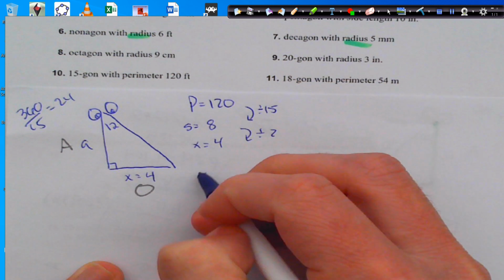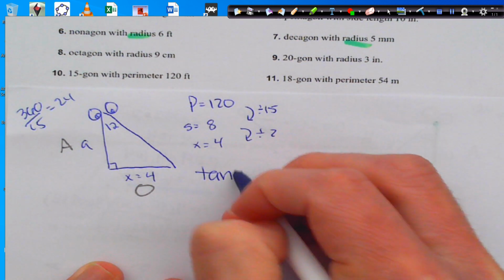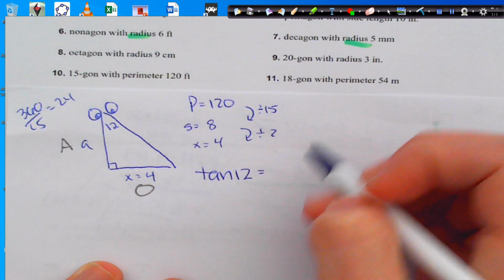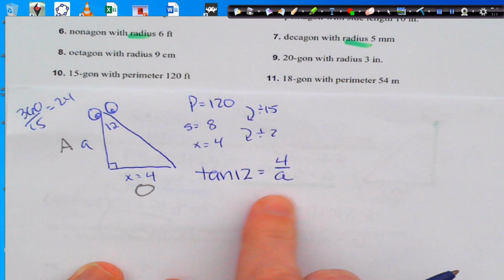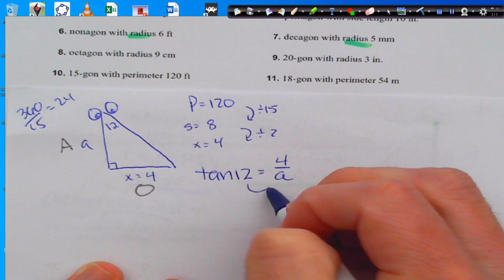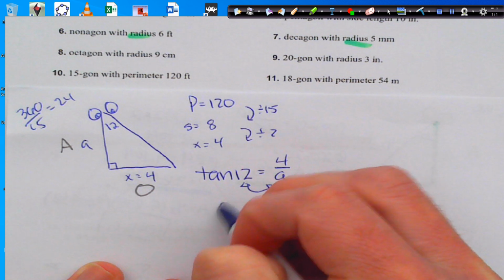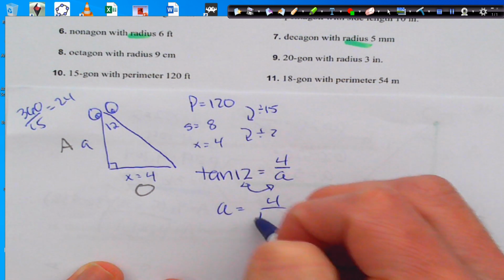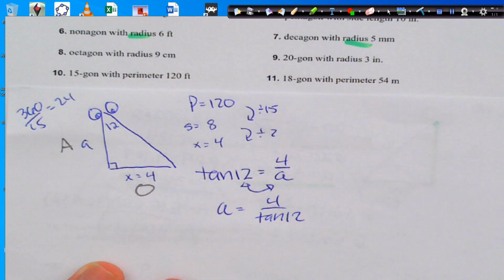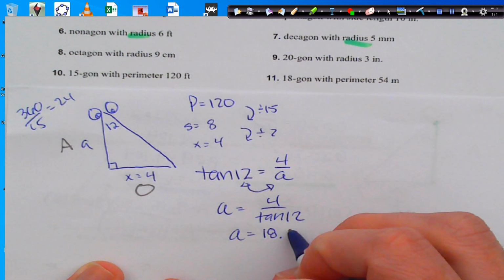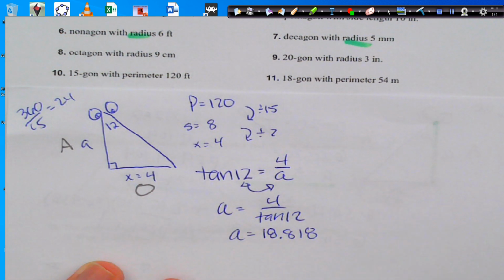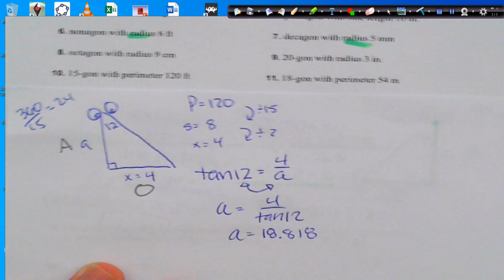This one's easier. The tan of 12 equals opposite over adjacent. And remember, when the variable's on the bottom, we can flip-flop these two. So we have the apothem equals 4 over the tan of 12. So 4 divided by the tan of 12. And so we're going to get the apothem to equal 18.818. So there's the apothem.